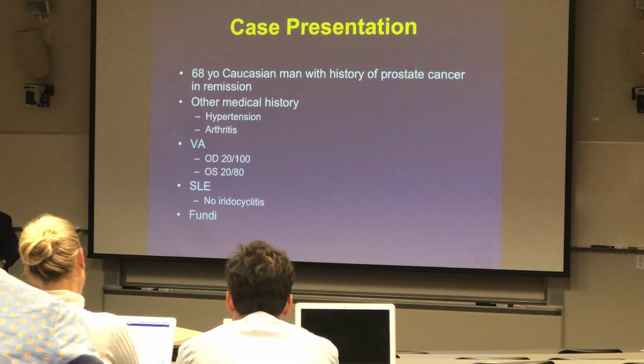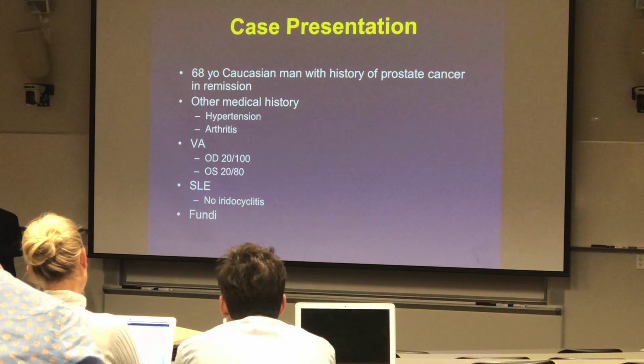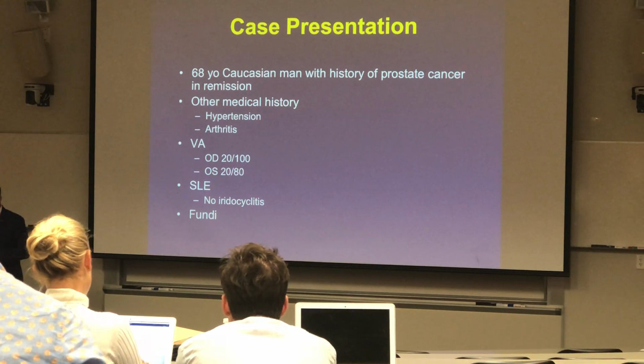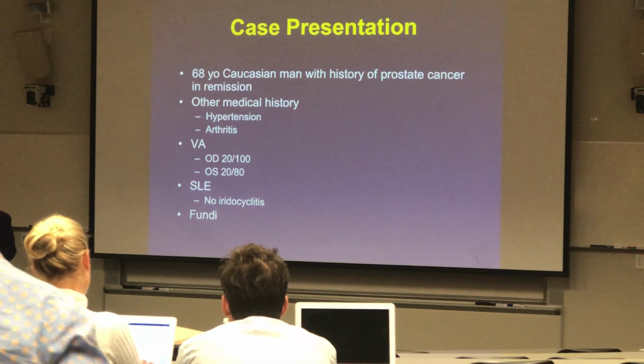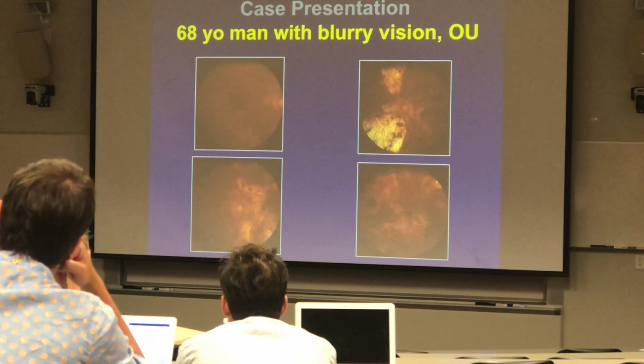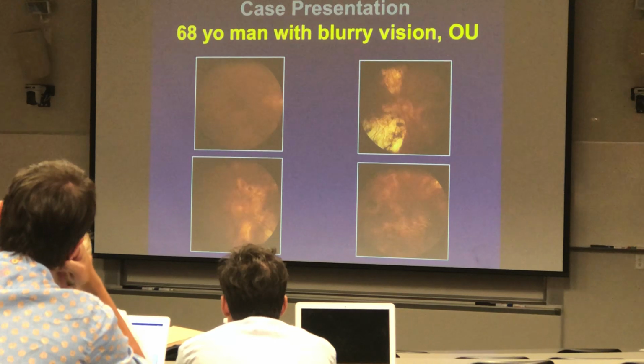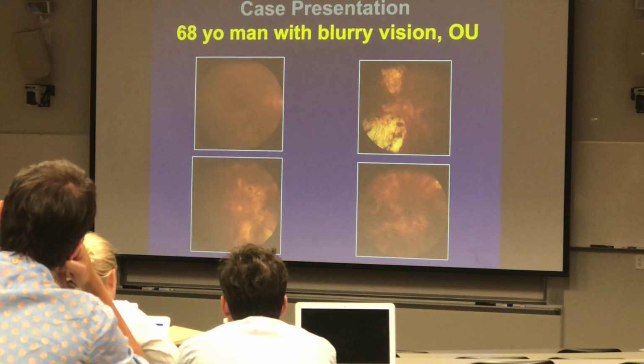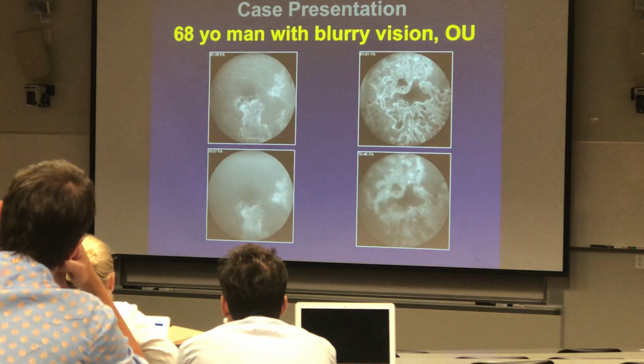This is a 68-year-old Caucasian man with prostate cancer in remission, with vision of 20/100 and 20/80, and no other idiopathic findings in the eyes. This is his fundus, so a 68-year-old white man with blurry vision. What you see here is obviously bilateral involvement with multiple chorioretinal lesions. Some are bigger than just white dots, more whitish lesions. And this is the fluorescein angiography with this pattern.